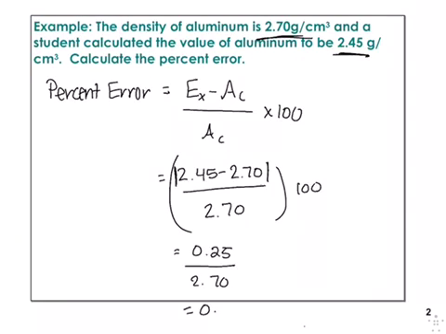And that equals 0.09. And then times 100 gives us 9%. So this student was within 9% of the correct value. So that's semi-decent, pretty good. Make sense? Questions on the math at all, or good to go?